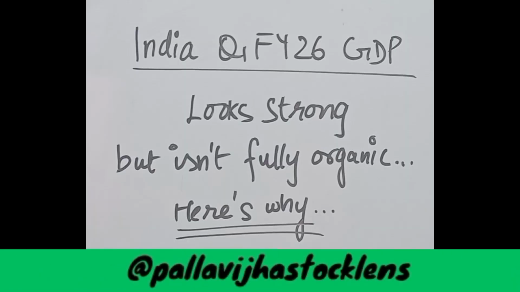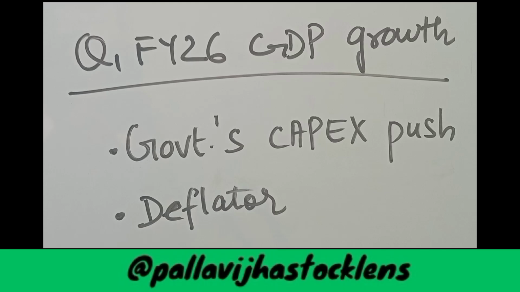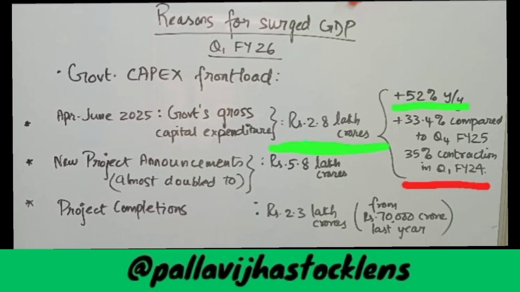So if you have to sum up, what are the major reasons for Q1 FY26 GDP growth? Okay, that will be, first, a substantial increase in government capital expenditure, 52% year over year. The second reason is the deflator, and both these factors do not contribute to GDP growth organically. I'll explain how. The first is the government capital expenditure, as we already discussed. It shows a growth of 52% year over year.